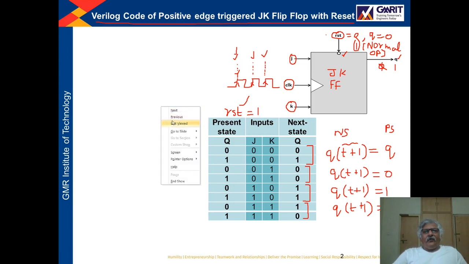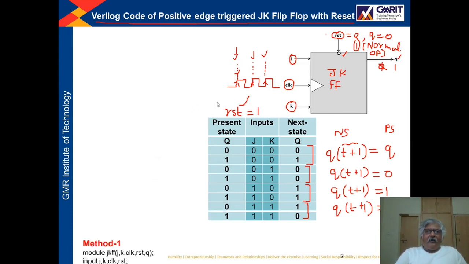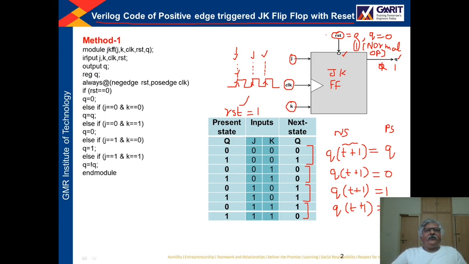Right, so we will model this, we will write the Verilog code for this particular flip-flop. Code is written in this way: module and endmodule. Name of the Verilog module I have given is JKFF. The ports of this module are J, K, CLK, RST and Q.